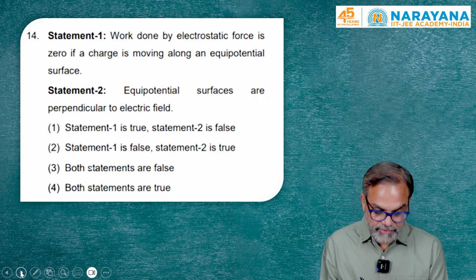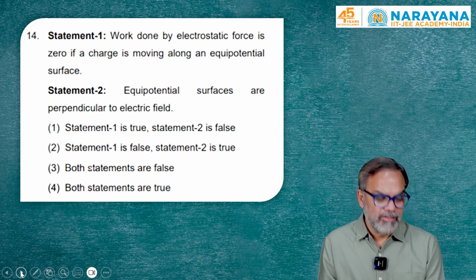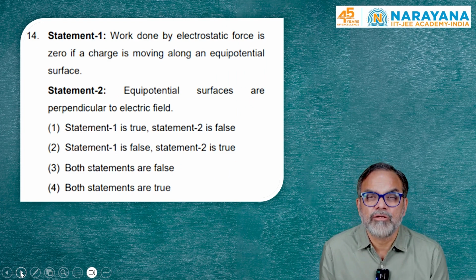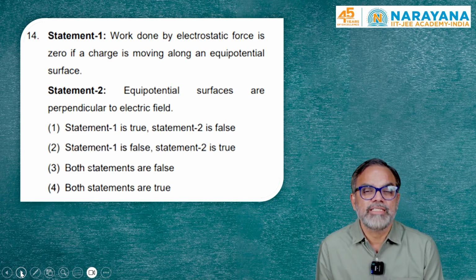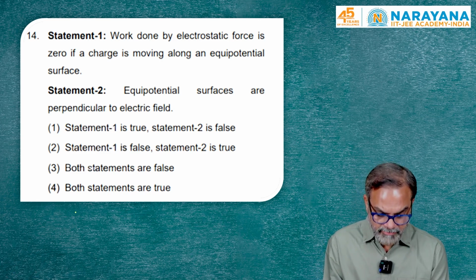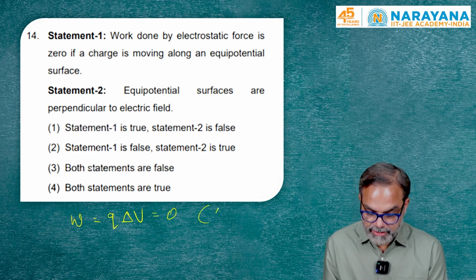Moving further, again we have a theoretical question. Now this question says statement 1 is: work done by electrostatic force is 0 if a charge is moving along an equipotential surface. That's a perfectly valid statement because we know that work done is Q delta V. Now over an equipotential surface, yes, delta V is 0. So statement 1 is correct.